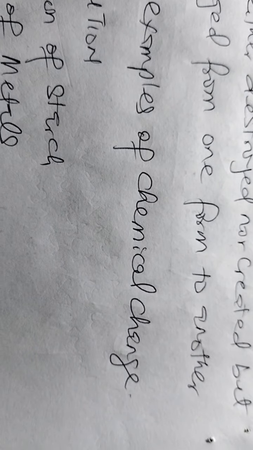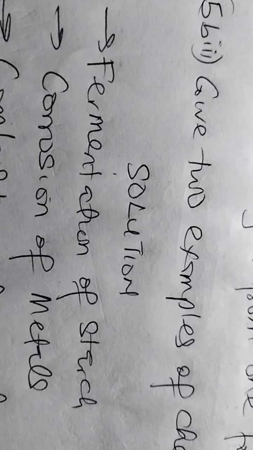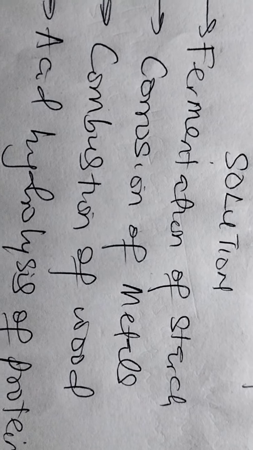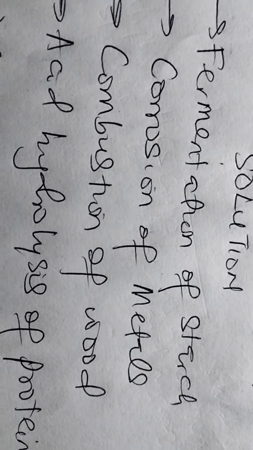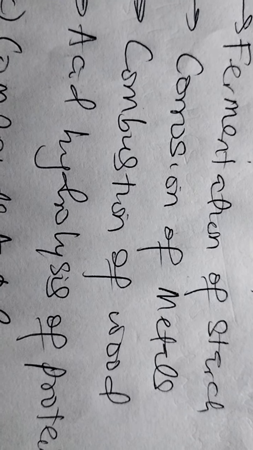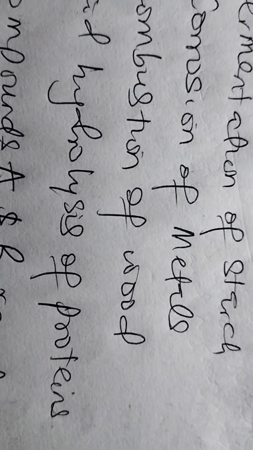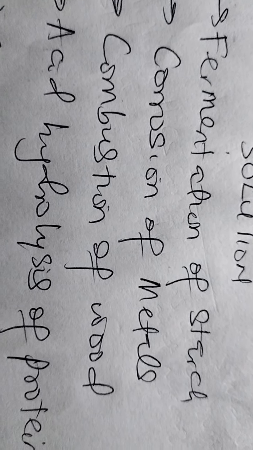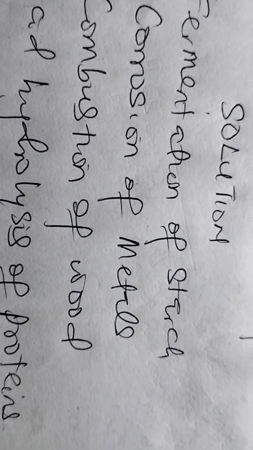5BIII says give 2 examples of chemical changes. Solution: fermentation of starch, corrosion of metals, or you can say rusting of iron, combustion of wood, acid hydrolysis of proteins or starch. So any of these can represent a chemical change.